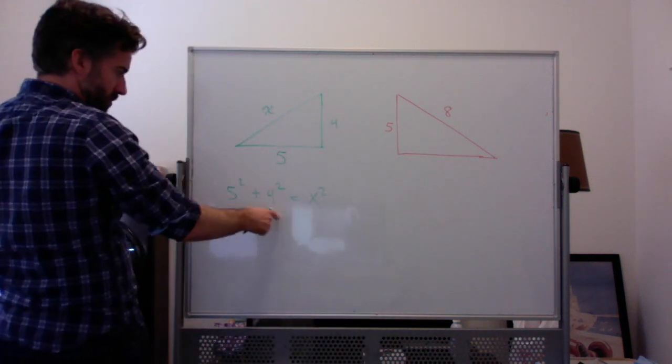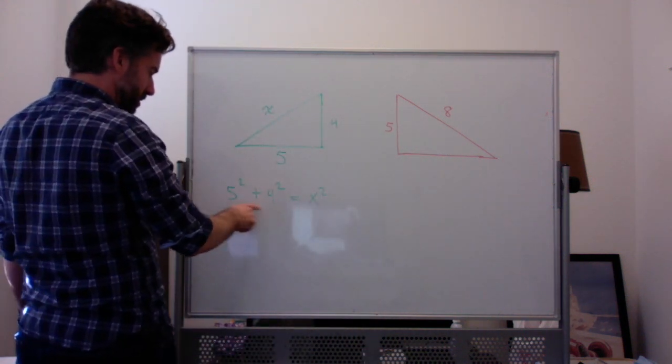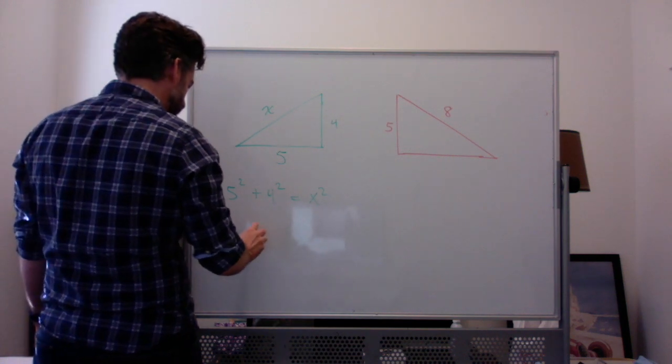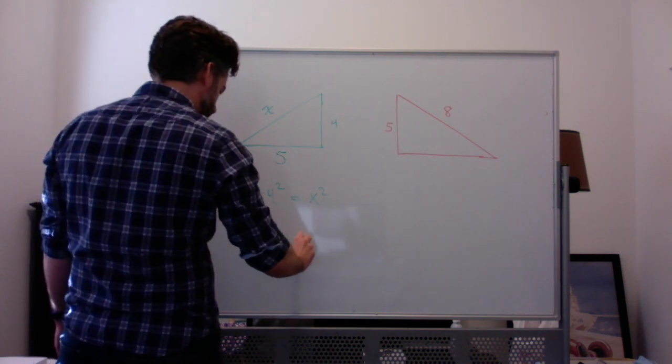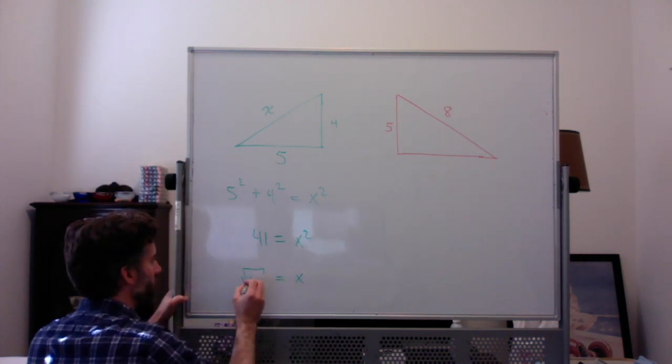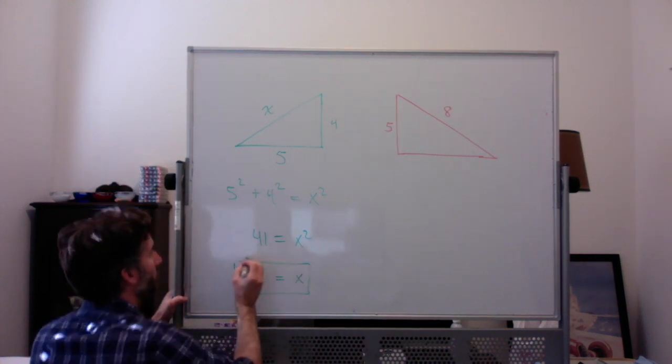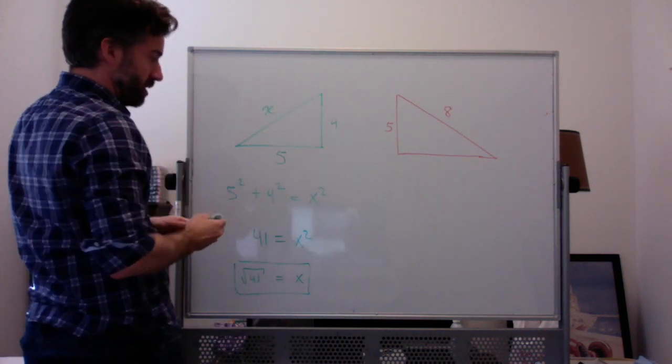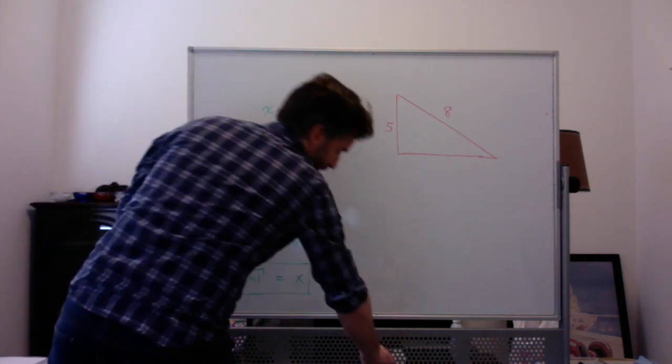Then I'm going to simplify this. So this is 25, that's 16. 25 plus 16 is 41 equals x squared. So in this case, x is equal to the square root of 41. So the hypotenuse length of this right triangle is the square root of 41, and it doesn't simplify any further.